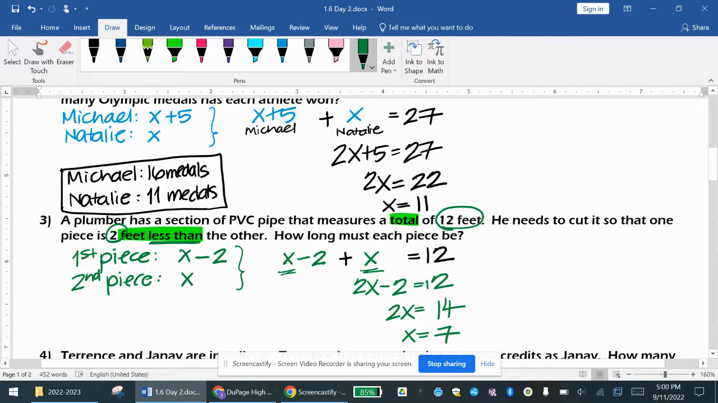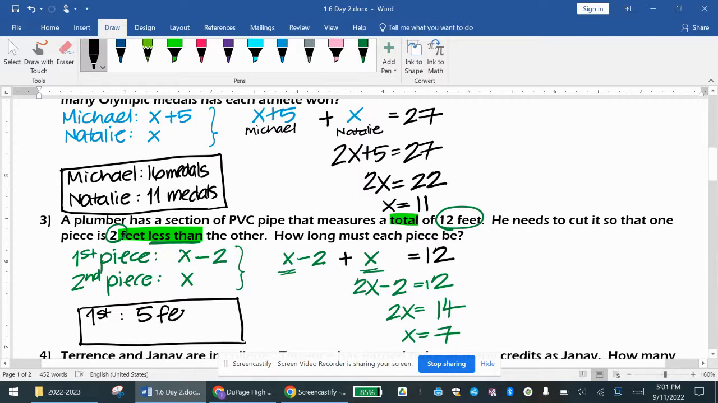So we're going to go ahead and replace that back into our original comparison, that the first piece is going to be x minus 2 and the second is going to be x. So the first piece is going to be x minus 2 feet long, so that's 7 minus 2, which is 5 feet. And the second piece, which is the longer piece, is going to be just x, which is 7 feet.